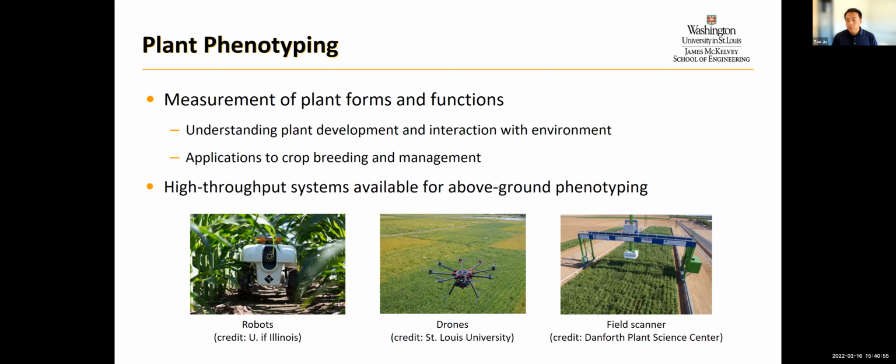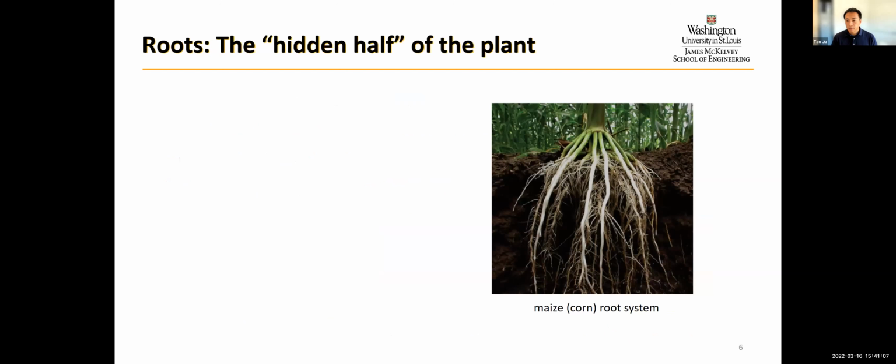So this effort has been going on for a while, but what's actually missing in all phenotyping, and what's the underdeveloped part of plant phenotyping, in my opinion, is understanding the roots. So the roots are what's called the hidden half of the plants, because they're hidden and they're as big as a plant.